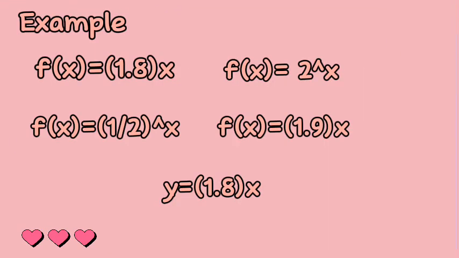Here is the example. Example 1. f(x) equals 1.8^x. Number 2 is f(x) equals (1/2)^x. Next, we have f(x) equals 2^x. Next, we have f(x) equals 1.9^x. And lastly, we have f(x) equals 1.8^x.